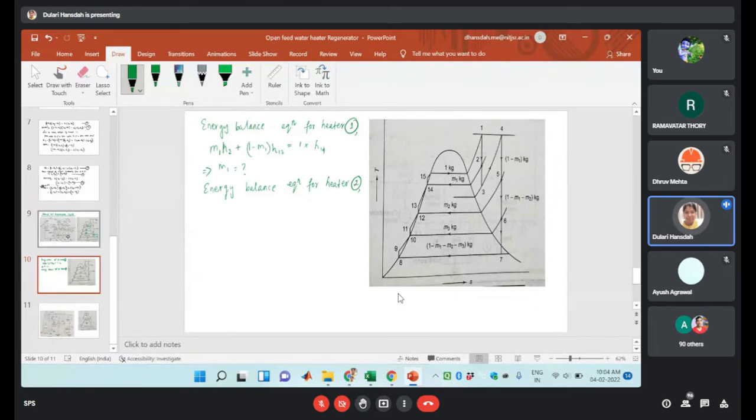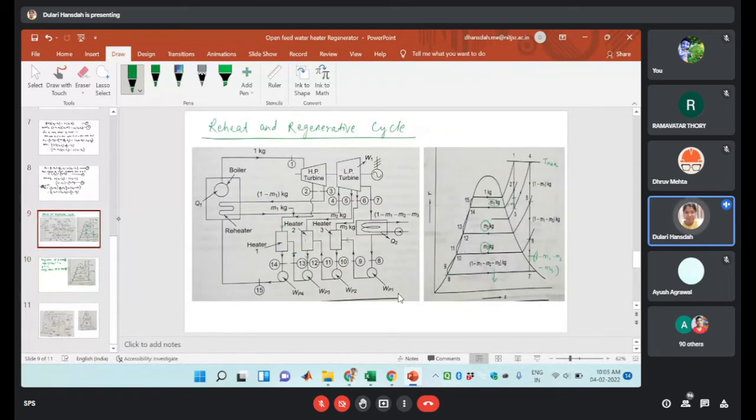what will be the equation in this case? This is heater 2. The entry point is point 5. The amount is M2, so it will be M2 into H5. And this point, it is point 12. Entry 12.